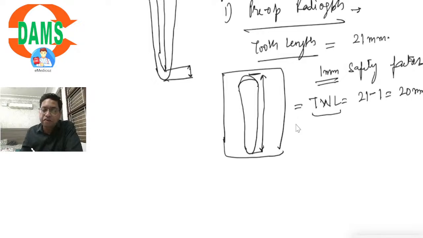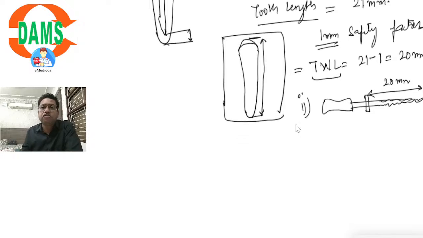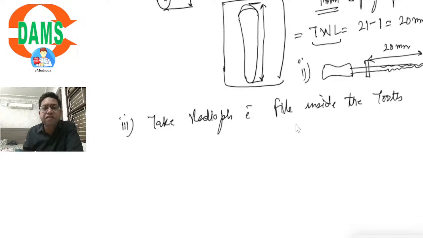Now, second step, we would take an endodontic file and set the stopper at the tentative working length, that is 20 millimeters. We all know there is a stopper on the files. We would set the stopper at 20 millimeters and insert it into the prepared access cavity, and then take a second radiograph. We take a radiograph with the file inside the tooth.